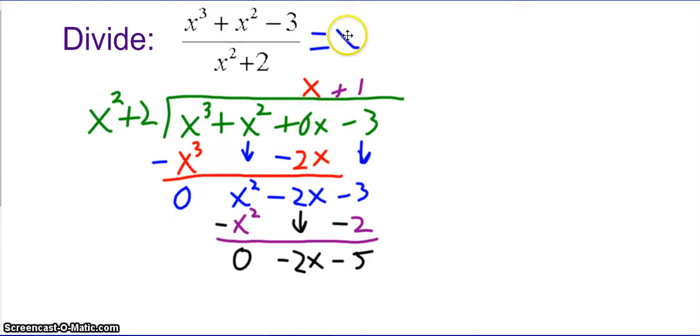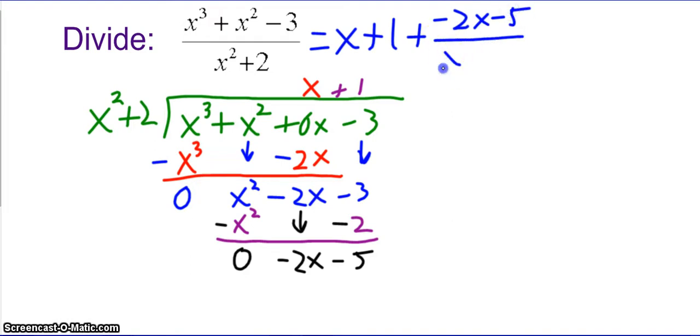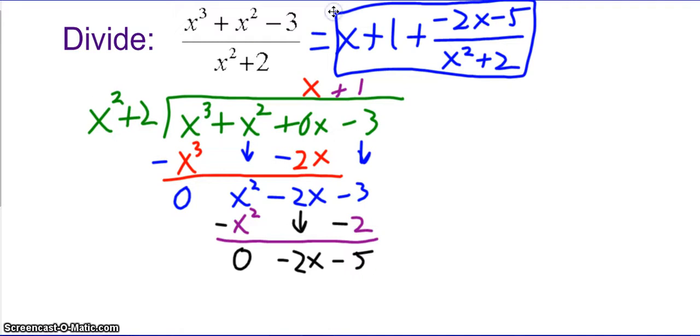This equals x plus 1 plus negative 2x minus 5 over x squared plus 2. So this is how we want to write our answer. Now here I could have factored out the negative in the numerator, but I want to be very careful about that. If both of these terms aren't negative, I don't want to make that a minus.